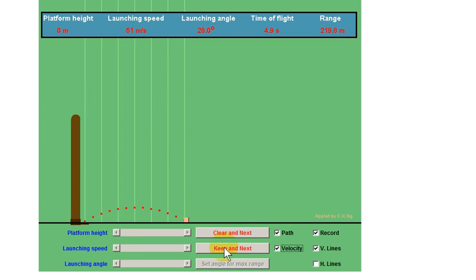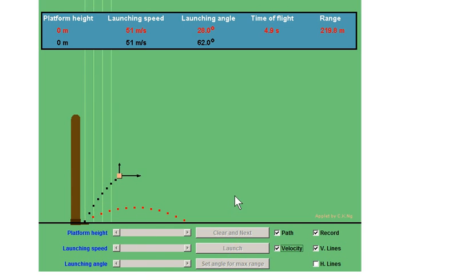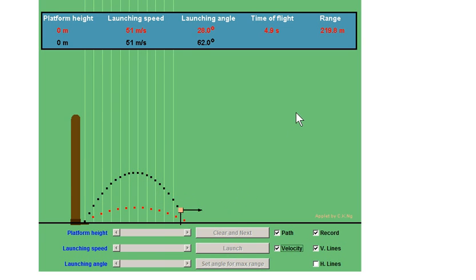Now, let's keep the launch speed at 51 meters per second, but change the launch angle. Remember that if the two launch angles sum to 90 degrees, then the range will be the same for a given speed. So what is 90 minus 28? Well, that's 62. So we'll just change the launch angle to 62 degrees. Now, if we launch the object, the range should be the same. So there it is. It's also 219.8 meters.